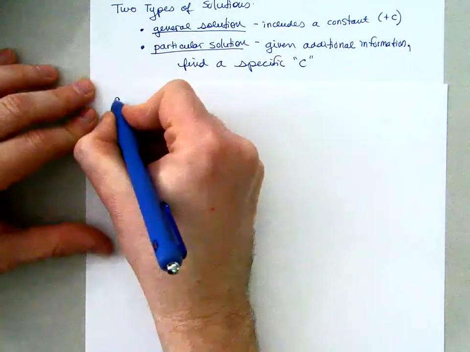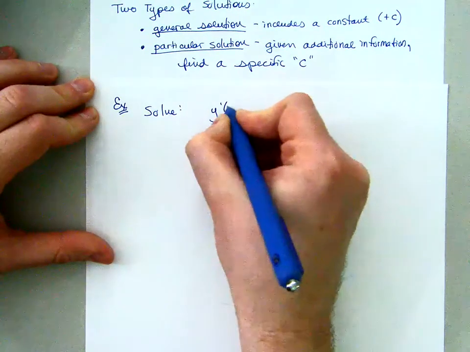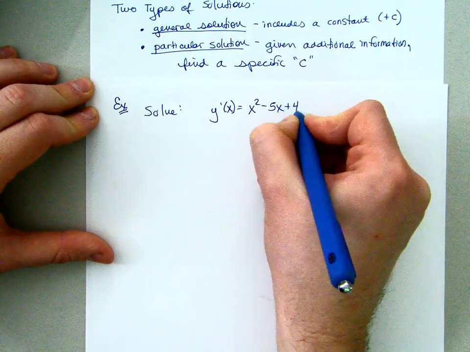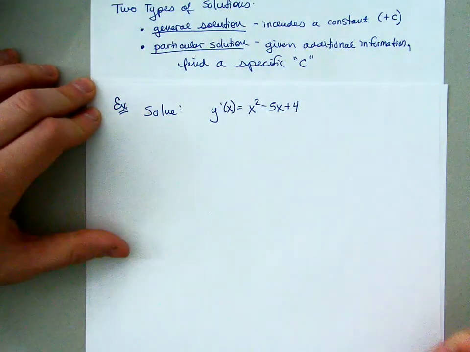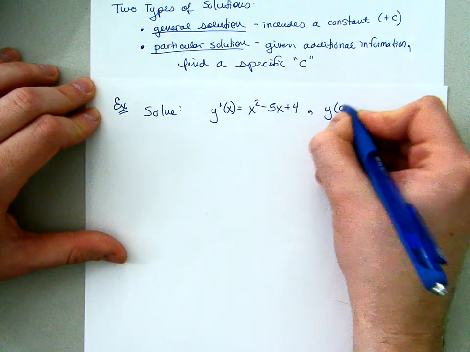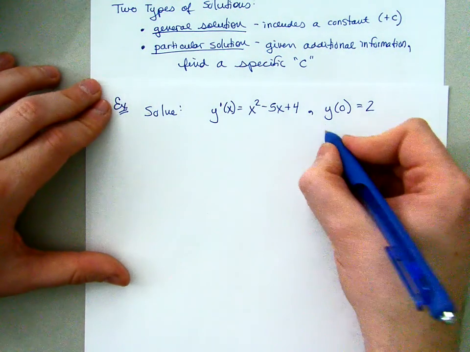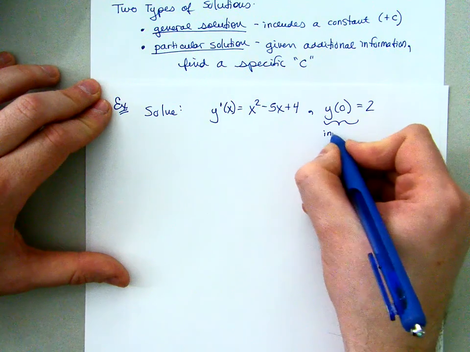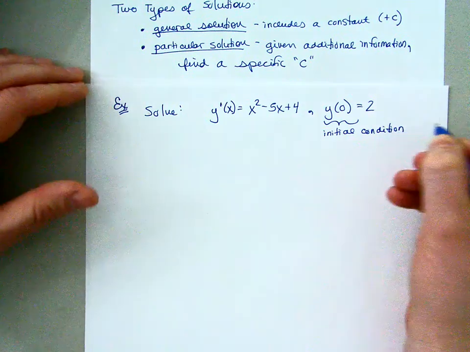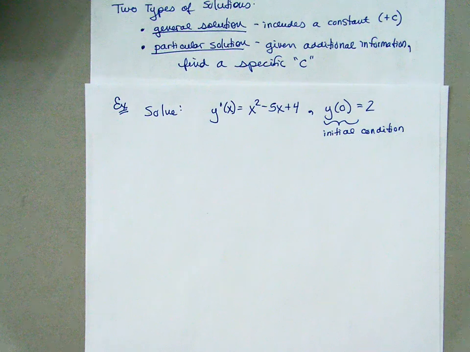So we're going to look at solving the differential equation y prime of x equals x squared minus 5x plus 4. I'm telling you that some function has a derivative of x squared minus 5x plus 4. And I'm also going to tell you that y of 0 equals 2. This piece at the end is called our initial condition, and that's the extra piece of information we're going to use to find our specific value of c. But I'm not going to do anything with that yet.